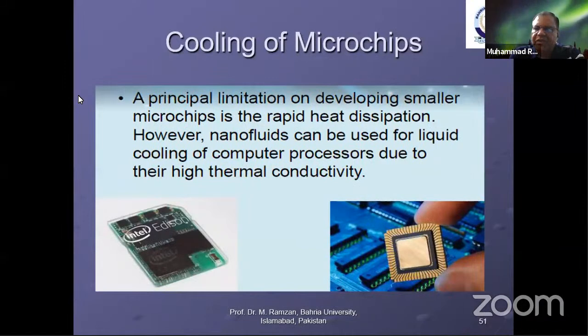In combination with the thin film evaporation, the nanofluid oscillating heat pipe cooling system will be able to remove heat fluxes over 10 megawatt per meter square and serves as the next generation cooling device that will be able to handle the heat dissipation coming from the chips.